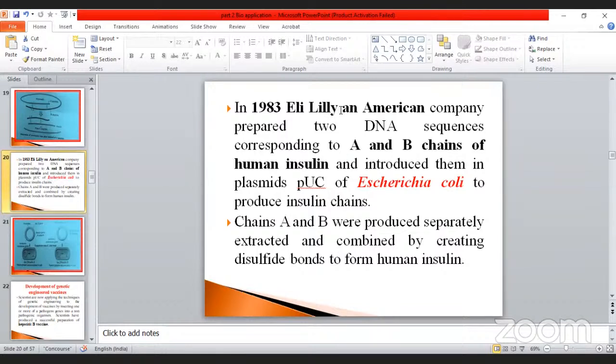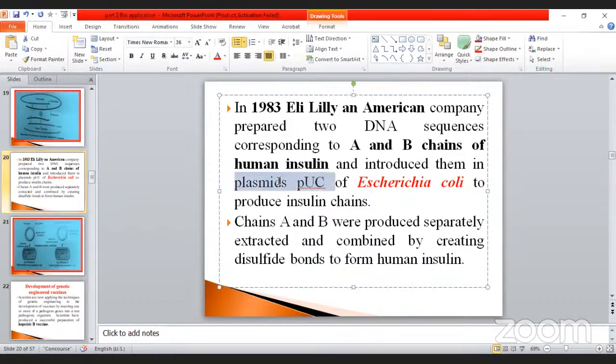1983, Eli Lilly, an American company, prepared 2 DNA sequences corresponding to the A and B chains of human insulin. They introduced them into the plasmid pUC, which is very, very important. It is another form of plasmid present in Escherichia coli, otherwise called E. coli, to produce the insulin chains by biotechnology methods.